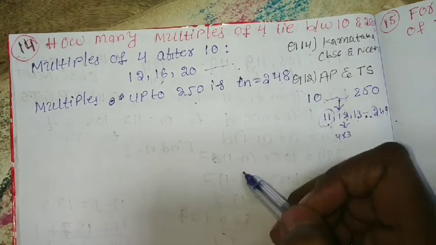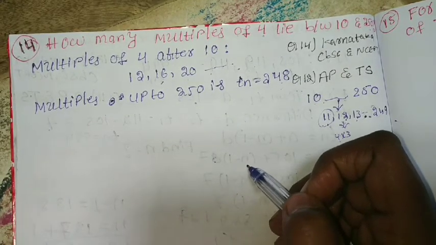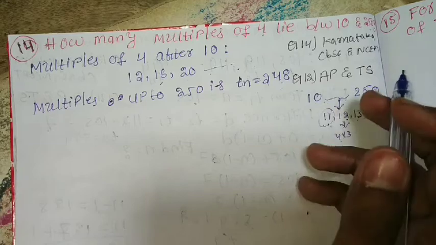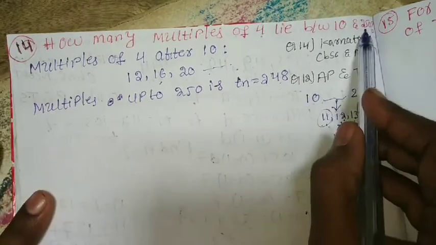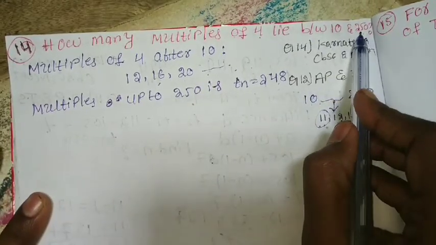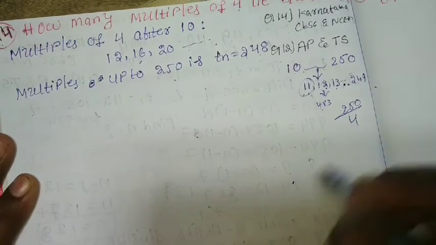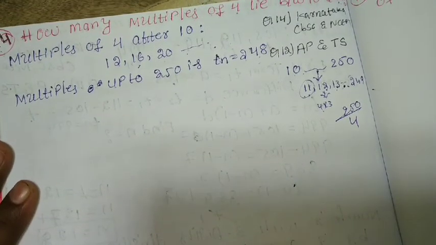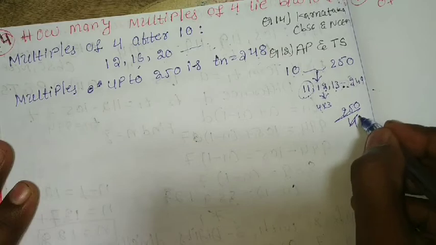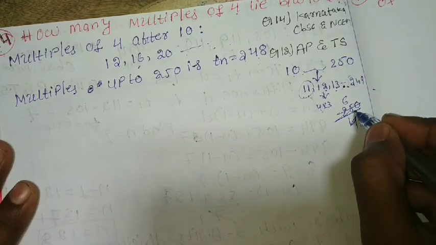How can we guess the last term is this? See, very simple. What they ask, 10 to 250, no? So let's just do like this, 250 divided by 4. What will we get here? 4 1s are 4, 4 6s are 24. What is the remaining here?